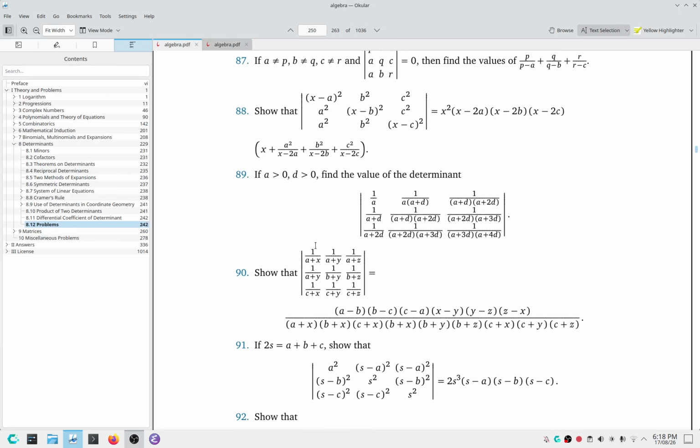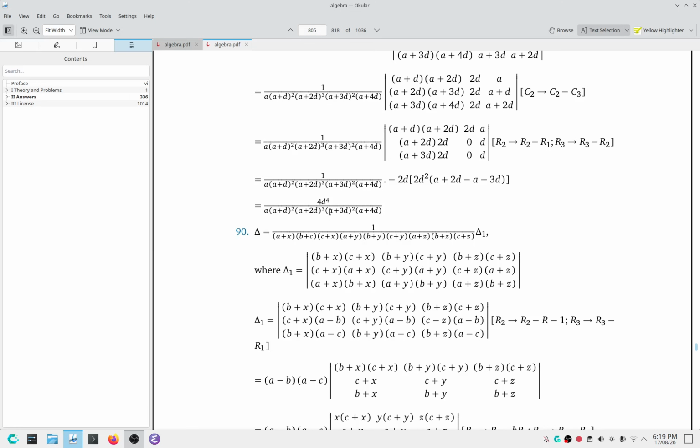We have to show that the determinant with rows 1 over a plus x, 1 over a plus y, 1 over a plus z; 1 over b plus x, 1 over b plus y, 1 over b plus z; 1 over c plus x, 1 over c plus y, 1 over c plus z is equal to a minus b times b minus c times c minus a times x minus y times y minus z times z minus x, over the product of a plus x, b plus x, c plus x, a plus y, b plus y, c plus y, a plus z, b plus z, c plus z.